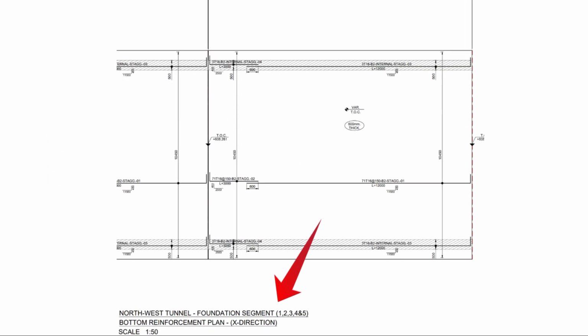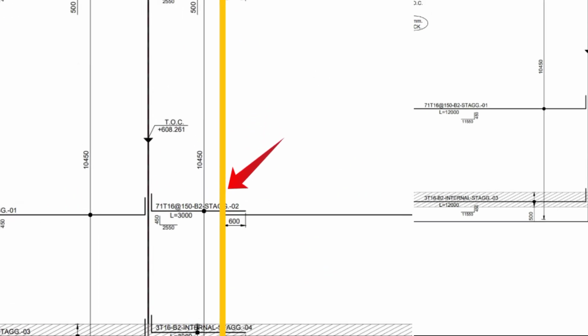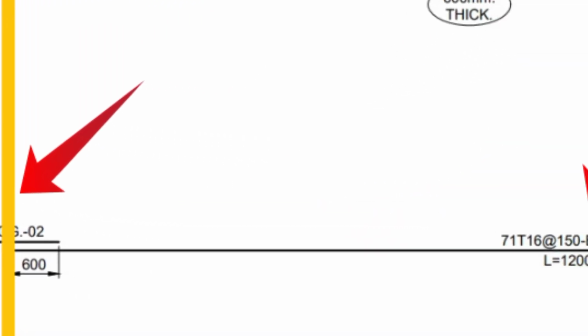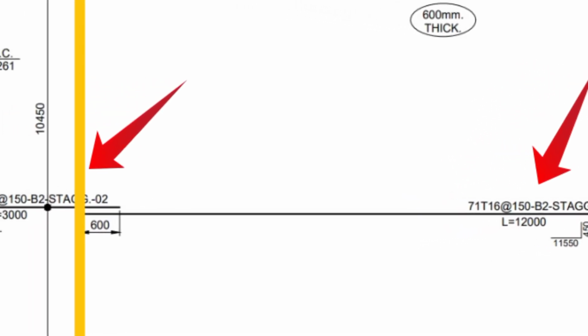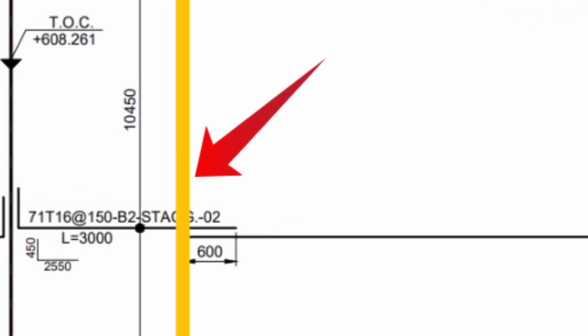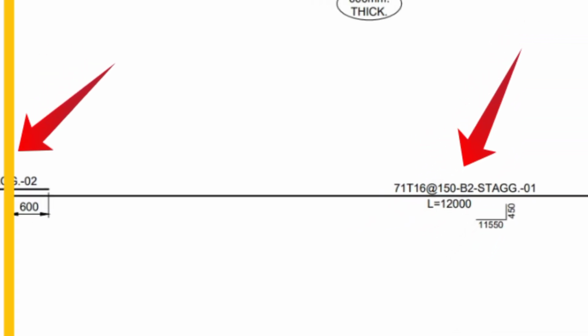The tunnel foundation segment 1 bottom reinforcement plan in the X direction has 71 pieces of 16 millimeter steel bars spaced 150 millimeters. B2 reinforcement will use staggered bars, and there will be overlaps in the B2 reinforcement. These steel bars will be used from the right side to the left side.